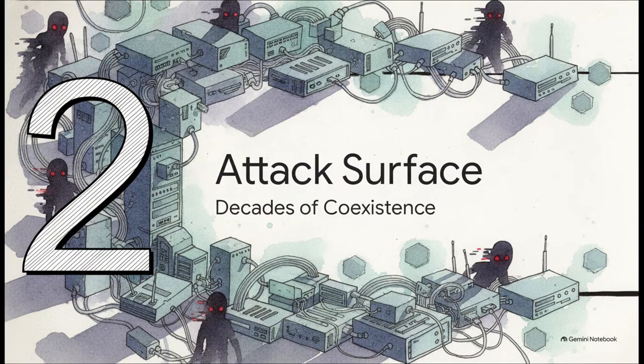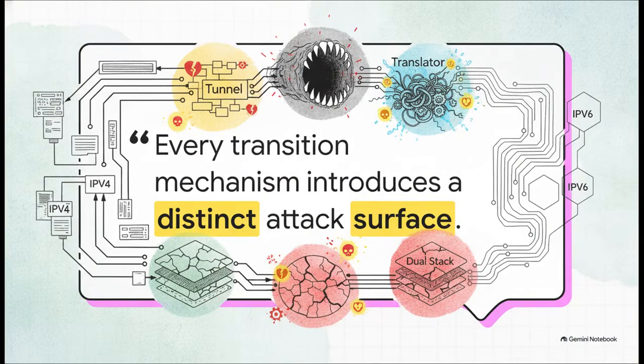Section 2, the coexistence attack surface. Because these legacy systems force a coexistence period that will be measured in decades rather than years, we urgently need to understand the new threat landscape this creates. Chapter 7 lays it out perfectly. Every transition mechanism introduces a distinct attack surface. That's really the core thesis of our explainer today.